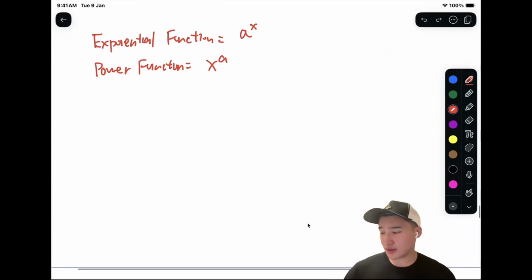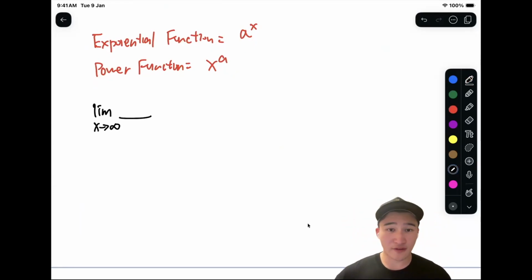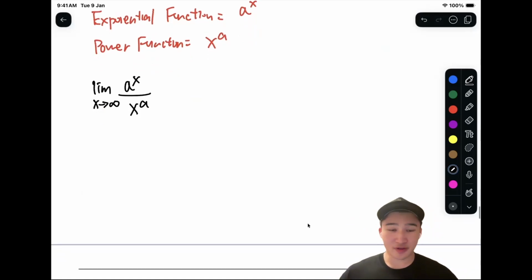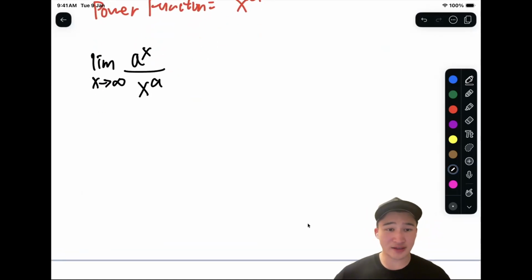So actually, let's start doing it. So let's construct a L'Hopital's rule. So we take the limit as x approaches infinity, and we have our f(x), which is our a^x, divided by our g(x), which is our x^a. So we have this. So obviously, both of them are going to be infinity if we do anything. So right now, what we have to do, we want to take the derivative of this.